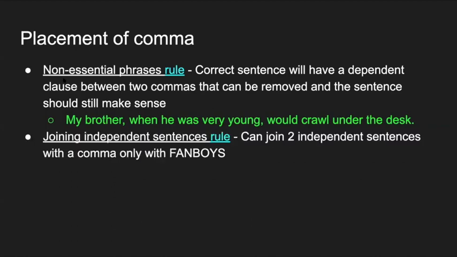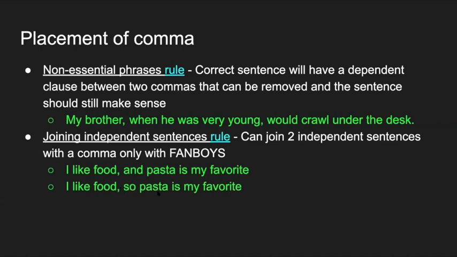Okay, next rule. Placement of comma, joining independent sentences rule. So you can join two independent sentences with a comma only with FANBOYS. So we did the pasta one. The correct way to join it is I like food, comma, and pasta is my favorite. You need both the comma and the and. You can also do I like food, comma, so pasta is my favorite. So is the S in FANBOYS, and is the A in FANBOYS. It's for, and, nor, but, or, yet, so.